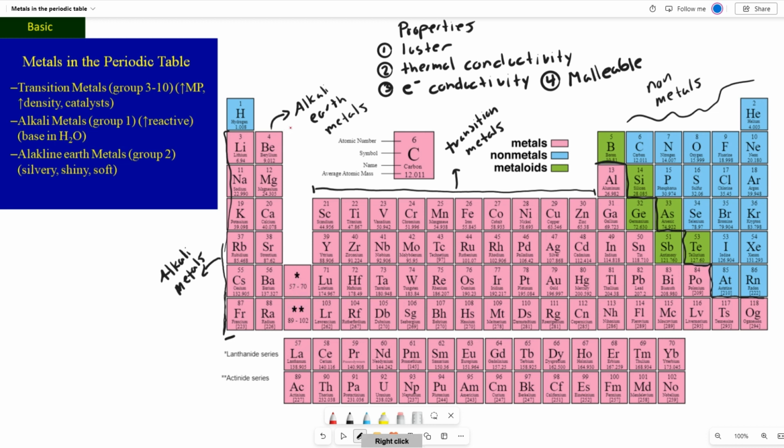So if you take a look at the alkali earth metals, those are the elements that are in group 2. And some of the more important uses or functions of the alkali earth metals, if we take a look at this first element here, beryllium.